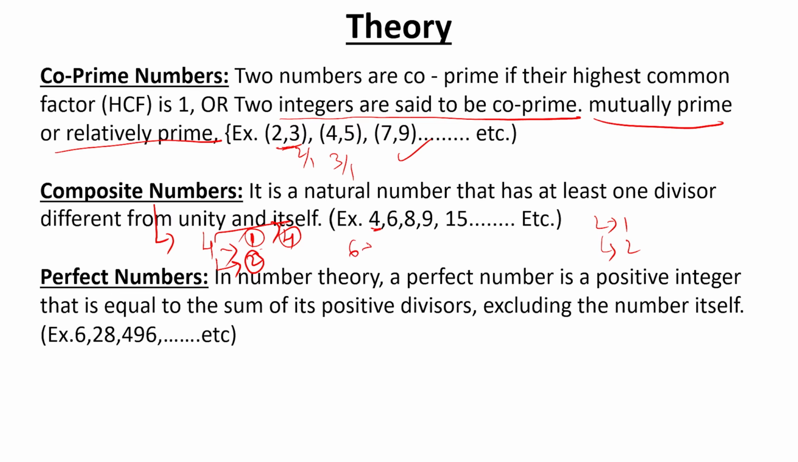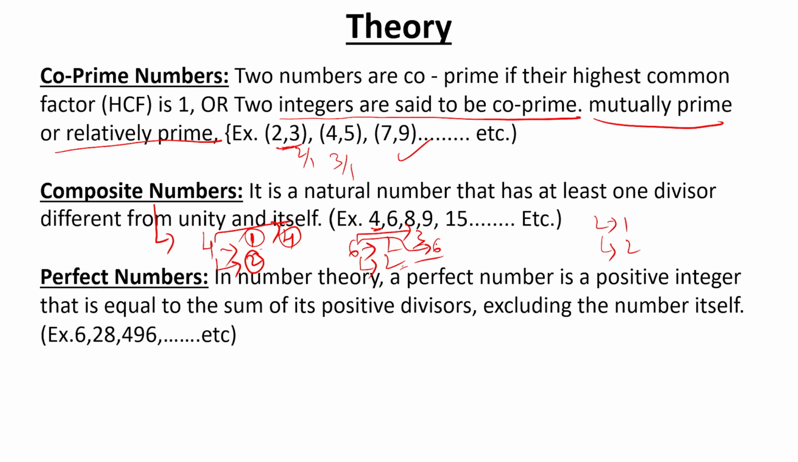That's it. Let's take 6 as an example. 6 can be divided by 1. 6 can be divided by 2. 6 can be divided by 3. And 6 can be divided by 6. See, it can be divisible by 4 divisors.